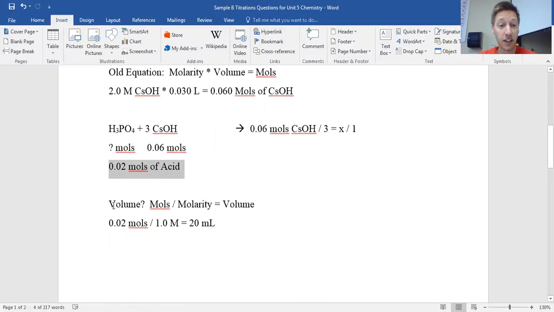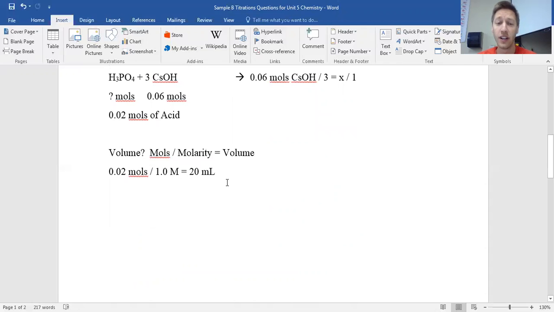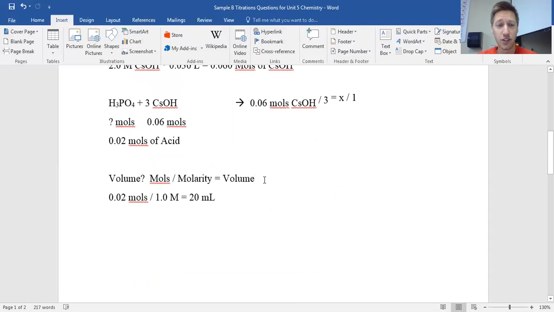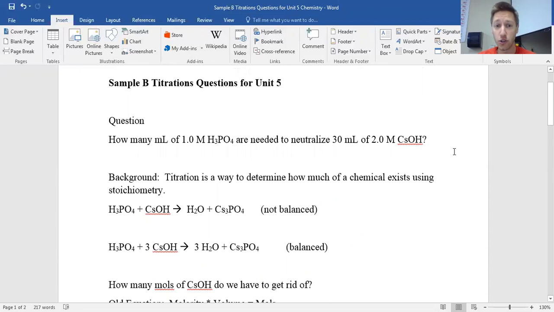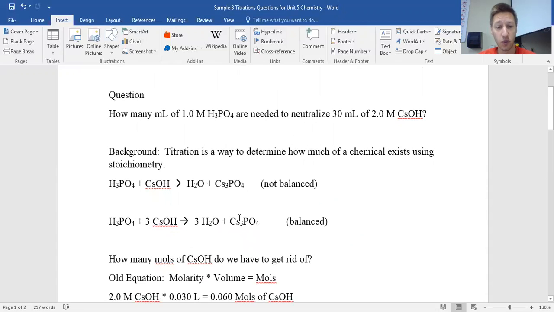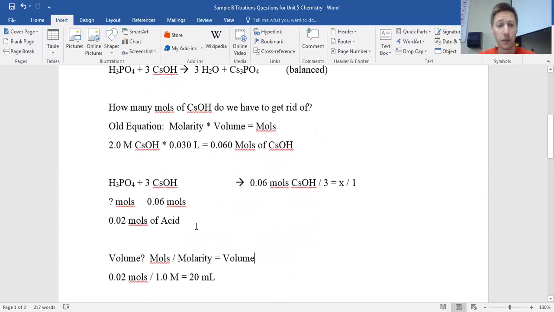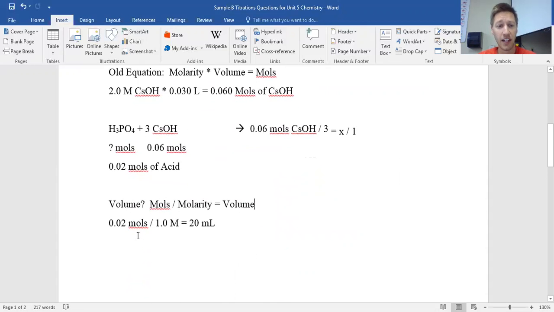Now go back to find the volume. Knowing we need 0.02 moles of acid, and we have the molarity, moles over molarity is going to be our volume. So 0.02 moles divided by 1 molar is 20 milliliters. This is the slow way, but this is the understanding. Again, the question is, how much do we need to neutralize it? The whole process is to find out how many moles we need using the balanced equation, then we can come back through and find the volume.